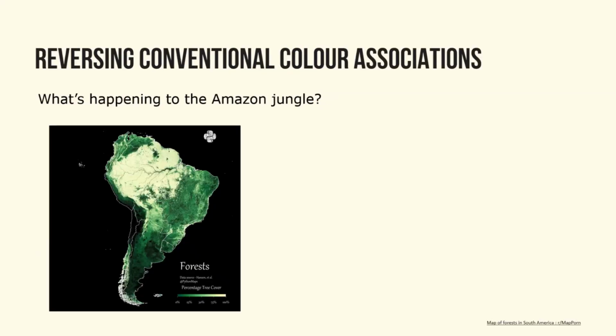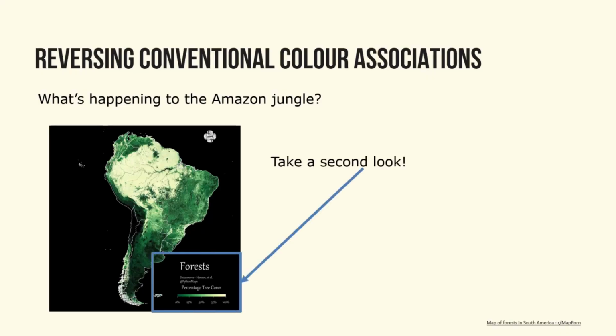Now we have reversing conventional color associations. Let's have a look at this map showing forest coverage in South America. And you might know that we have a large jungle in South America, the Amazon jungle, which is here in the north area, which is being illustrated as a light yellow. And at first, we're going to think, oh wow, what's happening to the Amazon jungle? It's being destroyed. But actually, if we take a second look, what's happening here is that the colors are inverted.